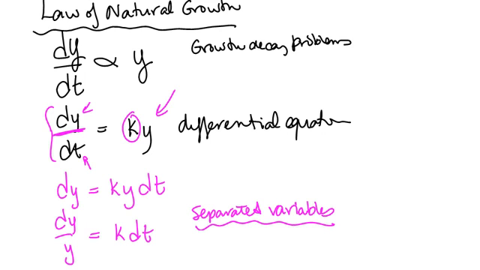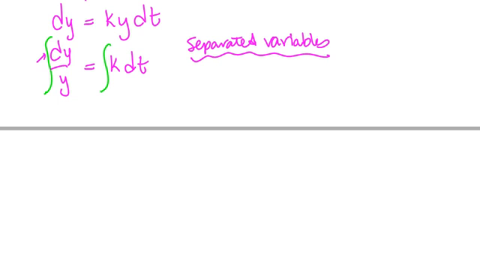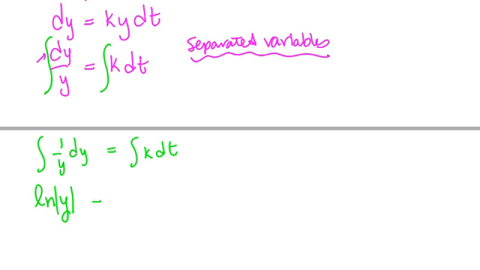Now if I want to find out what y is in this case, I have to get rid of these dy's, and one way to do that would be to integrate. So what I do to one side, I have to do to the other. So I'm going to integrate 1 over y dy and integrate a constant with respect to time. The integral of 1 over y would be the natural log of y, and we have to make it an absolute value, but for most decay problems it will always be positive.